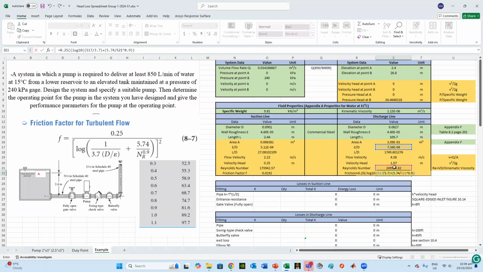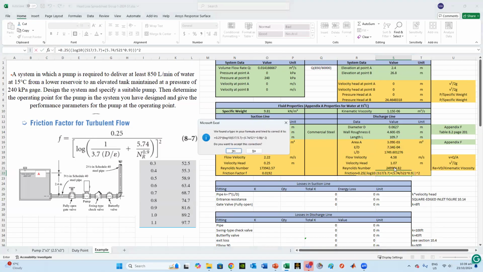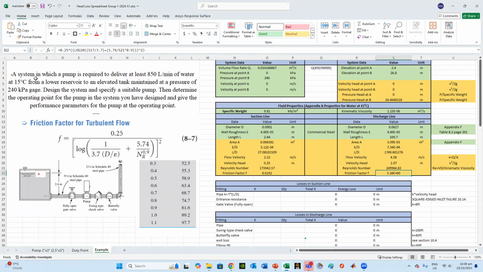Now, when you close the log brackets, you need to close another one to be to the power 2. And that way you can see my brackets close nicely. If I have extra brackets, the system will tell me. And then you can see I had extra brackets, and it helped me to fix it. So this was for this one, and this one was for this one.